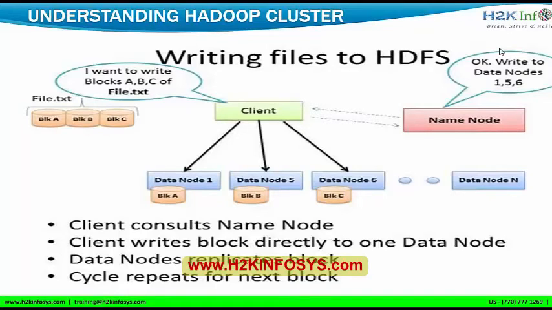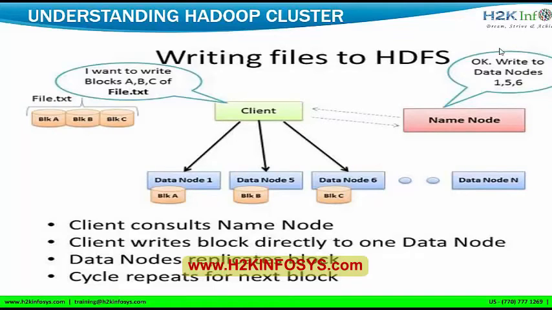So the client is happy with the information that he is getting from the name node, and he will divide, for example, you take the input file as file.txt. So the client will divide the file.txt into 3 blocks, block A, block B and block C.